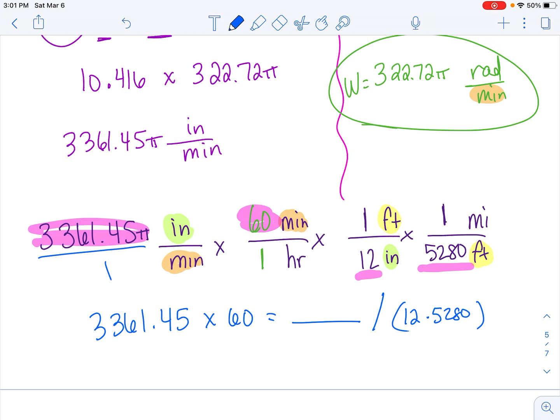All right, so I'm going to go to my calculator. I'm going to type in 3361.45 times 60. I hit enter. I divide by, in parentheses, 12 times 5280. That gives me 3.18 approximately.